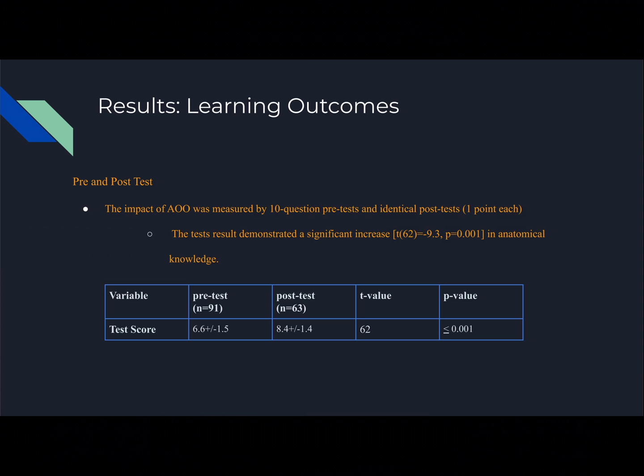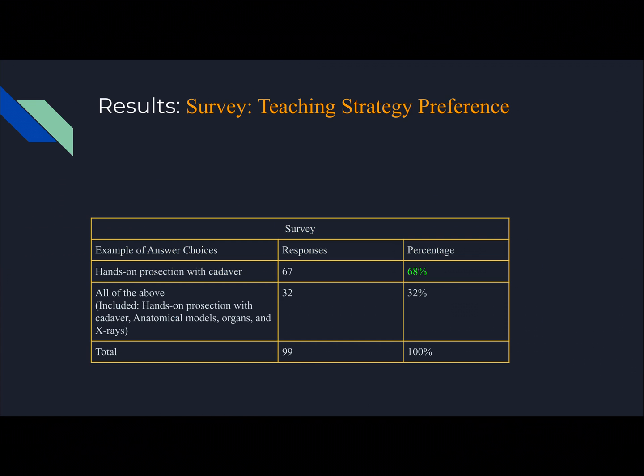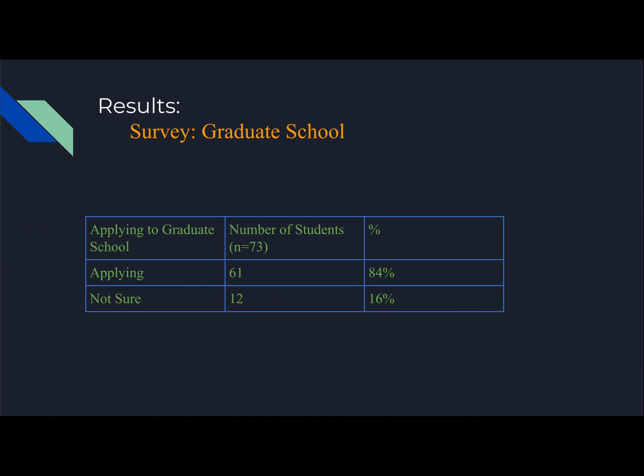Among the results, the impact of the AOO was measured by 10 questions, a pre-test and an identical post-test. And as you see in the table, the results demonstrate a significant increase in anatomical knowledge for the basic anatomical questions that we asked in this study. Another aspect that we explored was the teaching strategy preference of the students, which we did as a survey. As you can see in the table, the most preferred choice was hands-on prosection with cadavers, which 68% of the students identified as their preference.